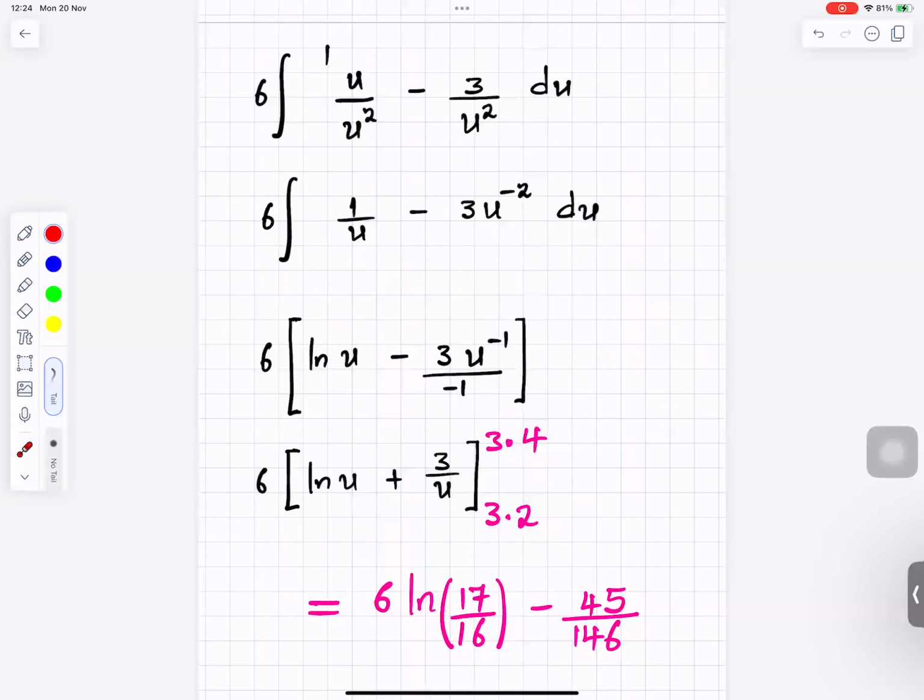And when you want to integrate, you can separate them, u over u squared minus 3 over u squared. One of the u will cancel, it is 1 over u minus 3u to the minus 2. You integrate that and you get that expression. And when you substitute 3.4 and 3.2, you'll get that answer then.